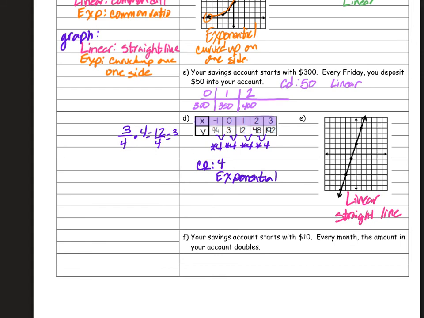And the last one, F, is another story problem. It says your savings account starts with $10. So I've got my savings account. I put $10 in it. So I started with 10. I'm going to just use 0.